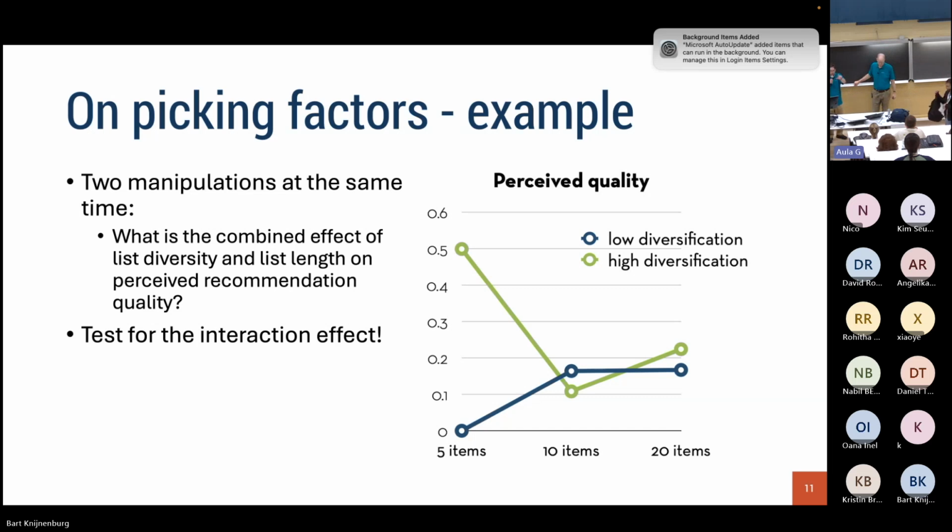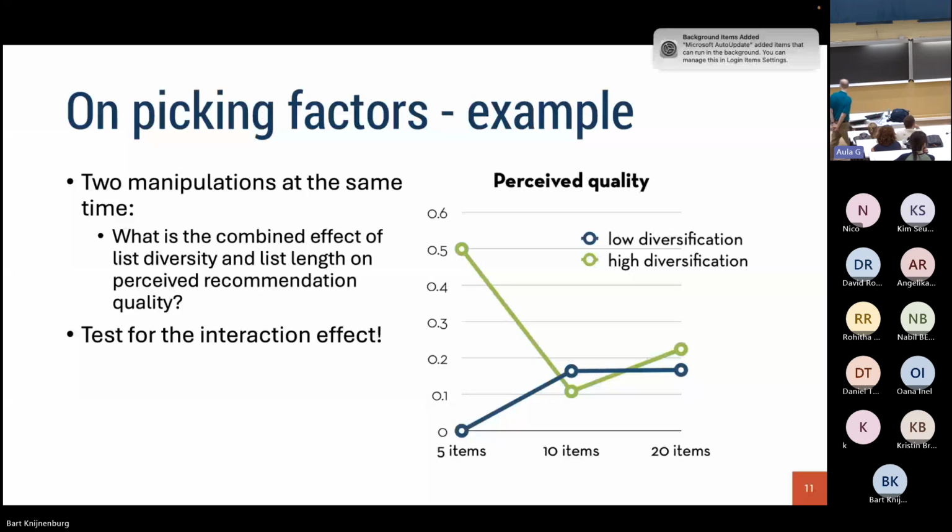So I will get to your answer literally on the next slide. Here you can see an example of one of these interaction effects, where we tested recommendation quality for different lengths of recommendation lists. We asked people, what do you think of the quality of this list of recommendations? We had 3 different levels of list length, namely 5, 10, and 20 items, and 2 different levels of diversification, low versus high.